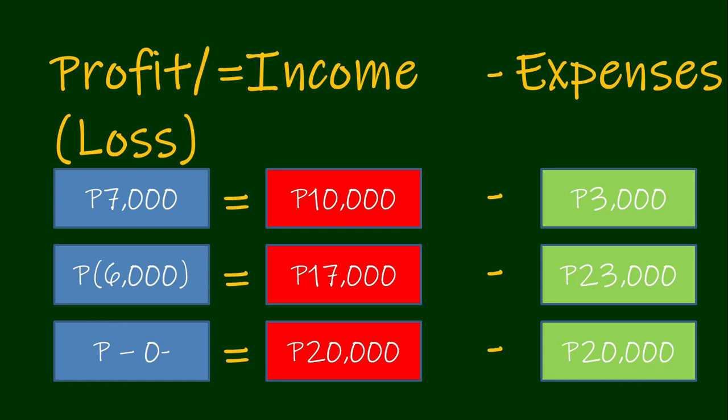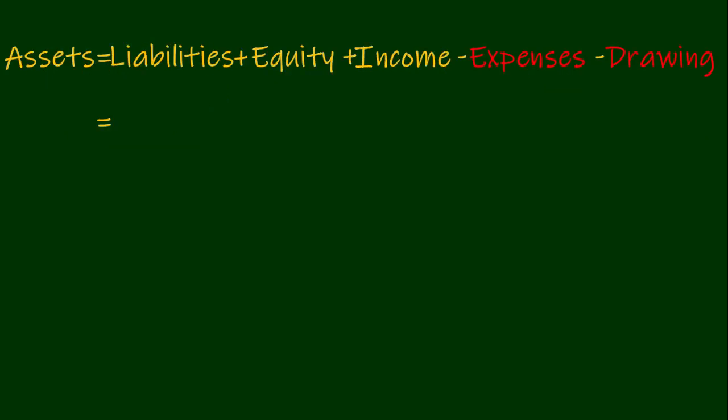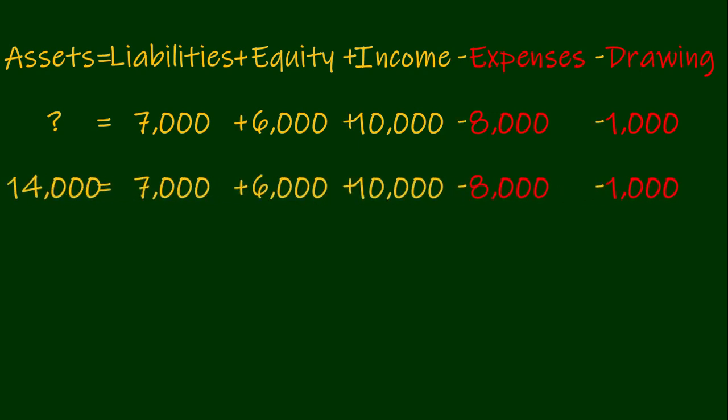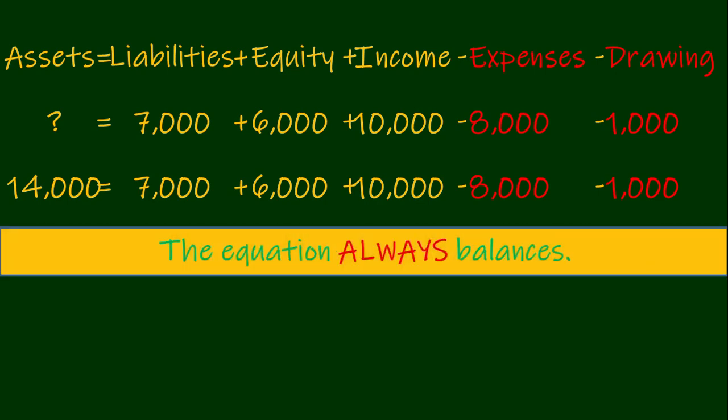Fantastic. And now let's have one illustration to show the expanded accounting equation. If total income is 10,000, total expenses are 8,000, total liabilities is 7,000, and total equity before any profit or loss is 6,000, and the owner made a withdrawal of 1,000 during the period, how much is the total assets? Plotting that in our expanded accounting equation, our total assets should be 14,000. Splendid. Remember, the equation always balances.